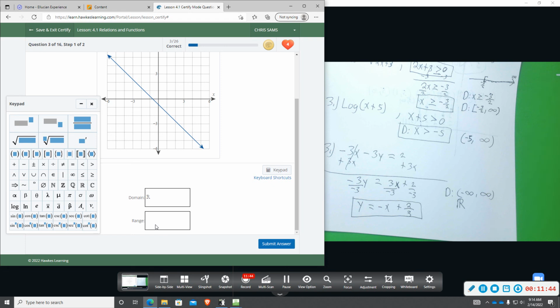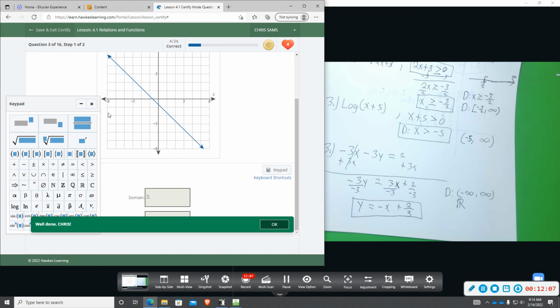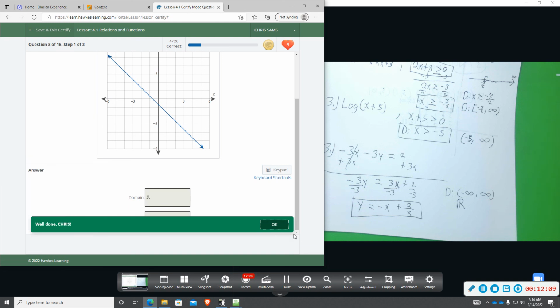Okay, so we're going to do this one. It's the same thing, but this one I'm going to type negative infinity just to see if it will take those two different inputs. So negative infinity to positive infinity is the same thing as all real. One of them I use the all real symbol, one of them I use the actual negative to positive infinity. And it will accept them both, either one.